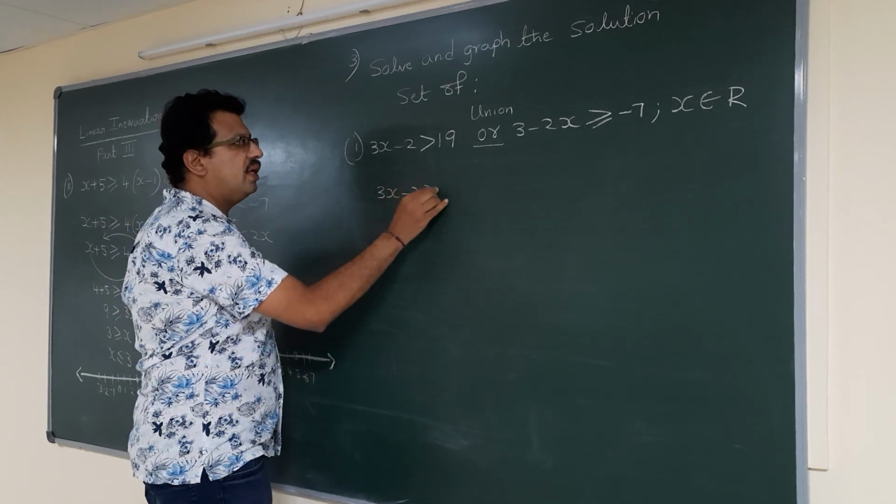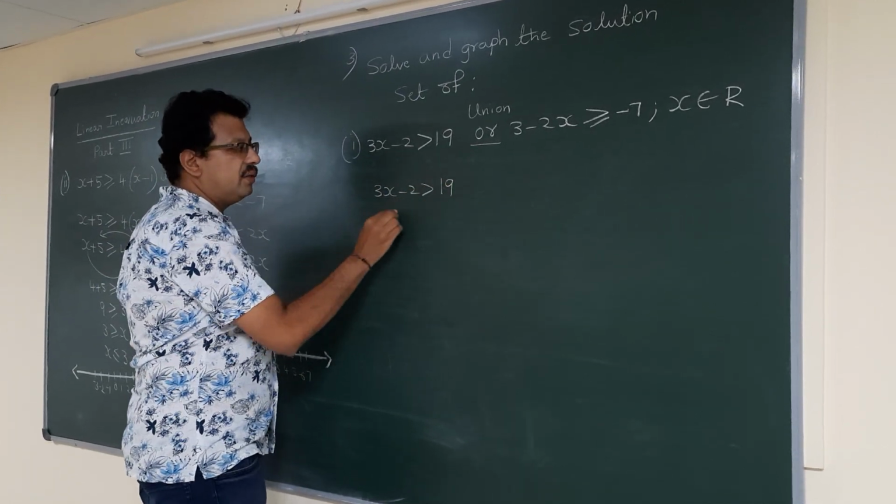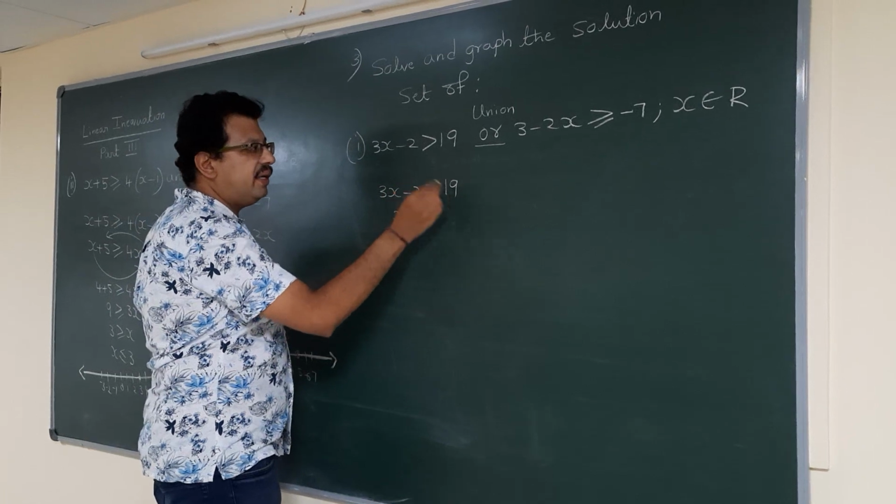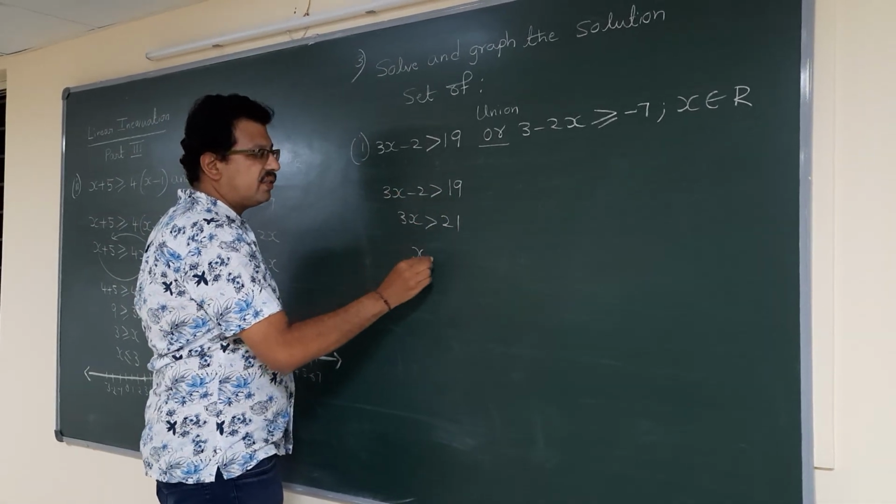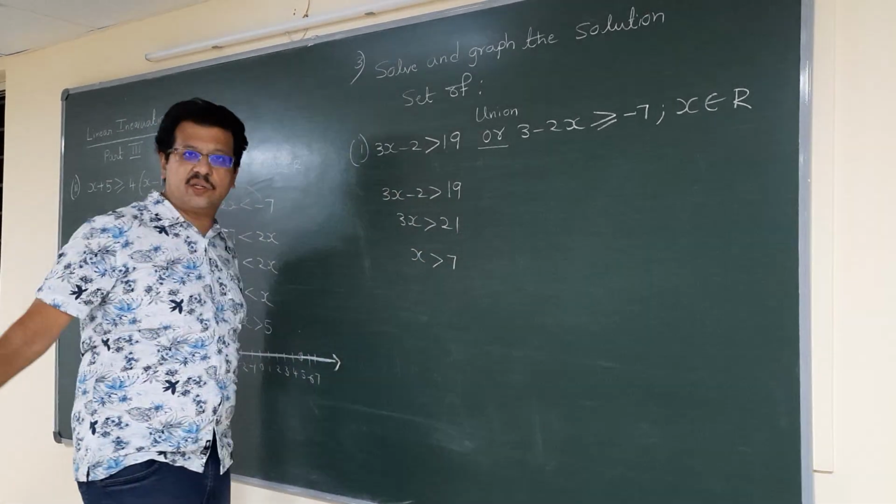3x minus 2 greater than 19. 3x is greater than 19 plus 2 is 21. x is greater than 7. x is greater than 7.